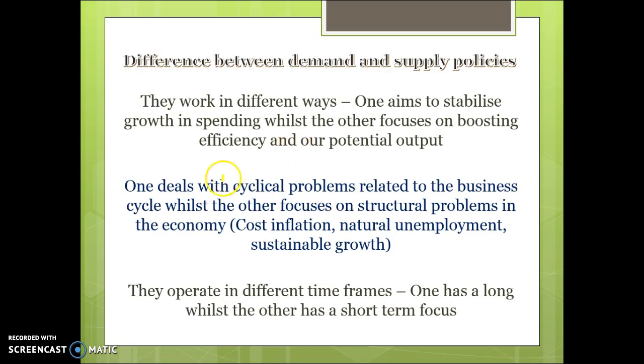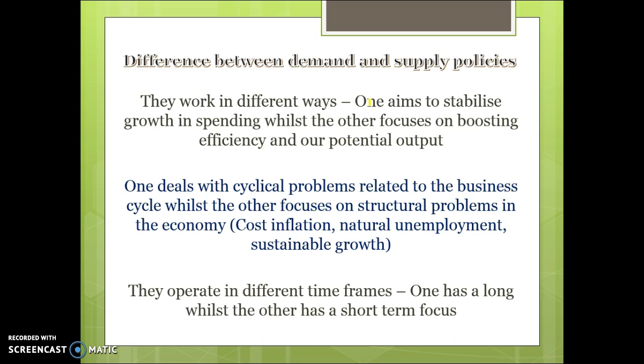So some key differences: they work in different ways. One works to stabilise growth in spending. One has more of a stabilisation role, about reducing peaks and troughs. So in a trough, rather than trying to increase aggregate supply, it's about trying to get people to spend more so that we can use more of our available resources so there's less underemployment. So think of it as trying to go from within the PPF to on the PPF, whereas supply side policy is about actually shifting the PPF outwards.